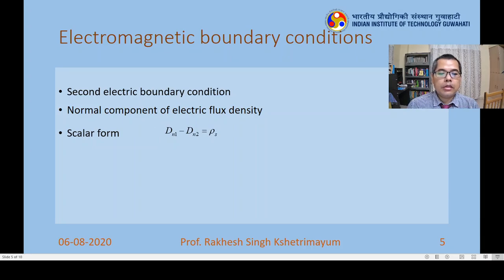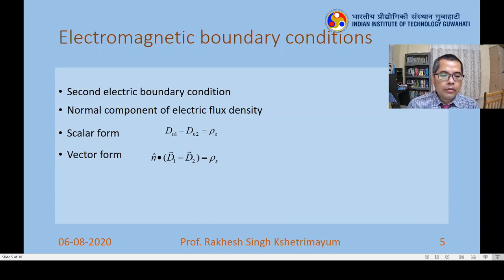They are not continuous, they are discontinuous. The amount of discontinuity is equal to the surface charge density at the interface. If surface charge density is not present, then this becomes DN1 is equal to DN2. If surface charge density is present, then DN1 minus DN2 is equal to rho s. In vector form, you can simply write n dot (D1 minus D2) is equal to rho s.